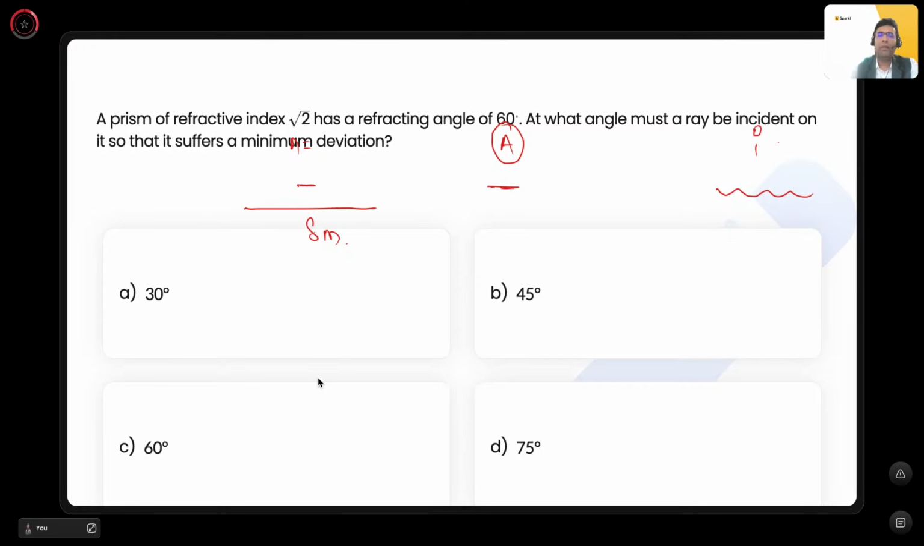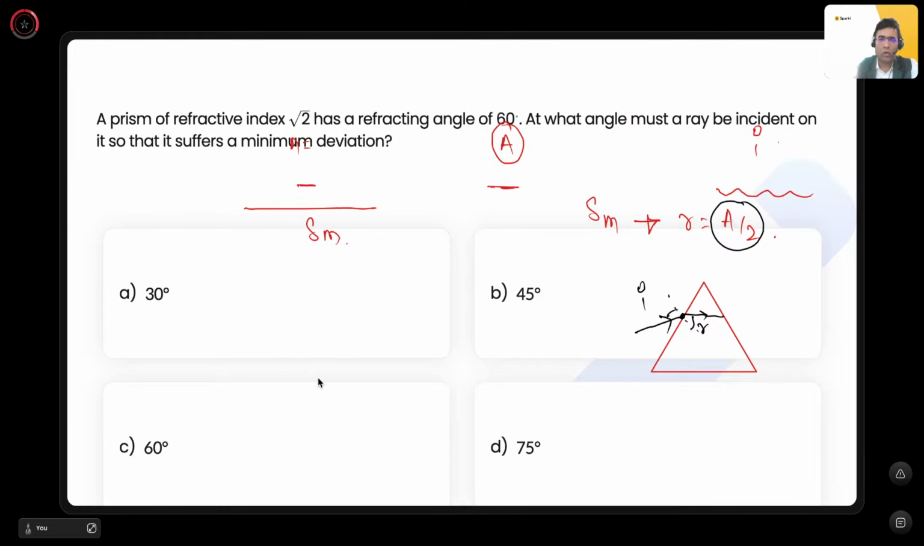Now, for minimum deviation, we know that when deviation is minimum, the angle of refraction will be equal to A by 2. If we draw the diagram, we'll get more clarity over this. So let's say this is my prism. This is my angle of incidence. And the ray goes like this. If it's an equilateral prism, like over here, this will be parallel to the base. You have to remember that as well. This will be the angle of refraction. And this R will be equal to A by 2.